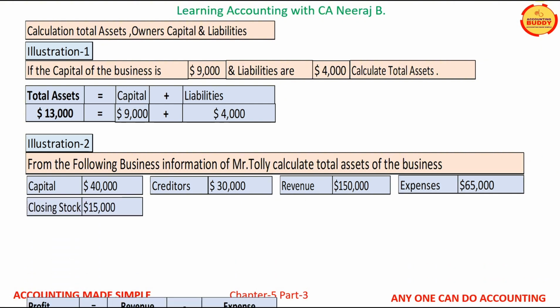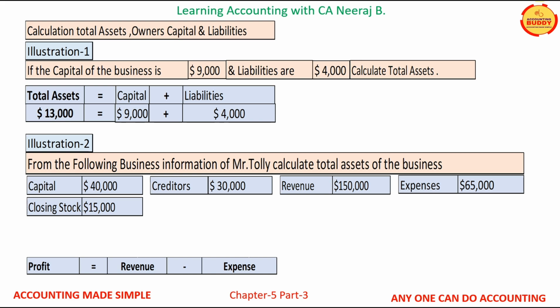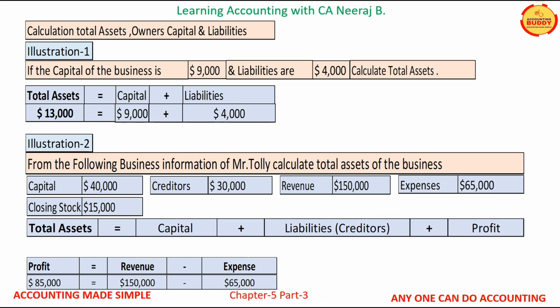Let us first calculate the profit. We know that the profit is equal to revenue minus expenses. Basis given information, we can deduct $65,000 of expense from the revenue of $150,000. We will get a profit of $85,000. We know that the assets are equal to the sum total of capital and liabilities. In this illustration, since the revenue and the expenses are given separately, we need to calculate the profit, and this profit will increase the capital of the business.